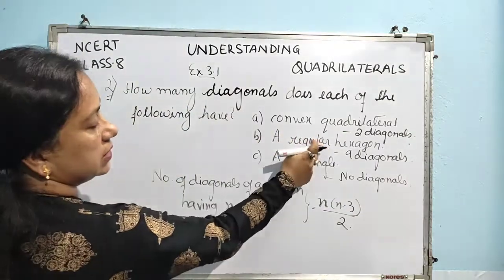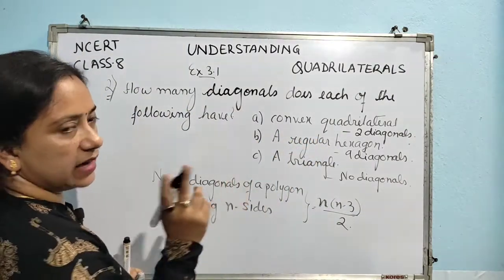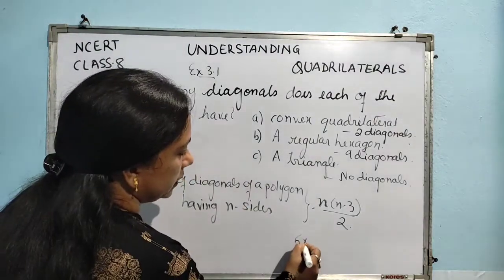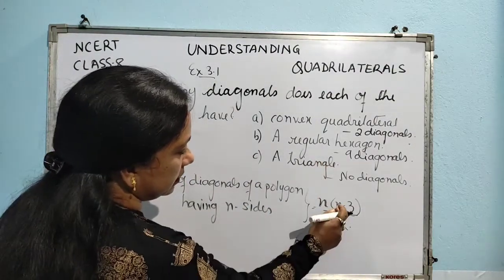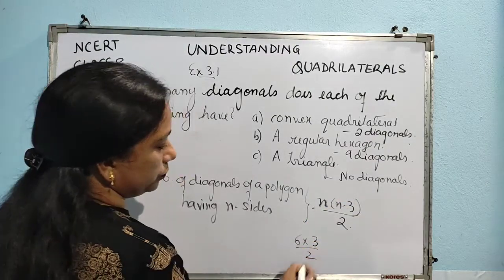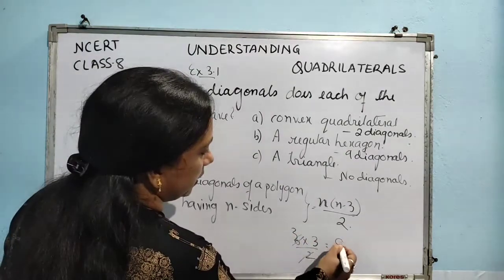See, just consider the case of a regular hexagon. It is having 6 sides. So here n is 6. So 6 into 6 minus 3. In place of n you just put 6. 6 minus 3 gives you 3, by 2. 2 3s are 6. Ultimately you are getting 9.